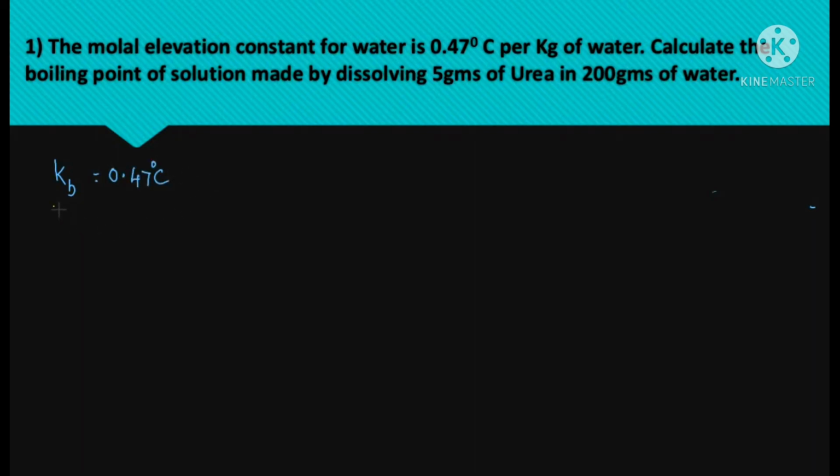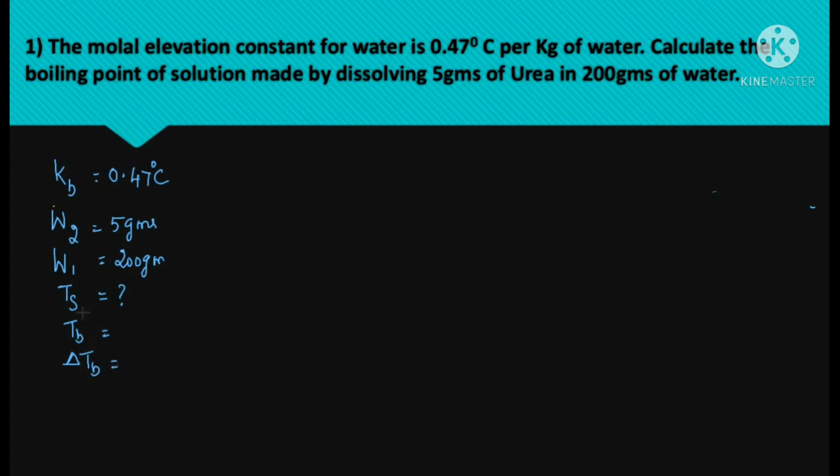And then what else is given? The weight of the solute is also given, it is 5 grams, and the weight of the solvent, W1, is also given, it is 200 grams. Okay, and they are asking you to calculate the boiling point of the solution, that is, Ts. See, if you want to calculate Ts, you should know Tb, is it not? Tb you should know, and also delta Tb you should know.